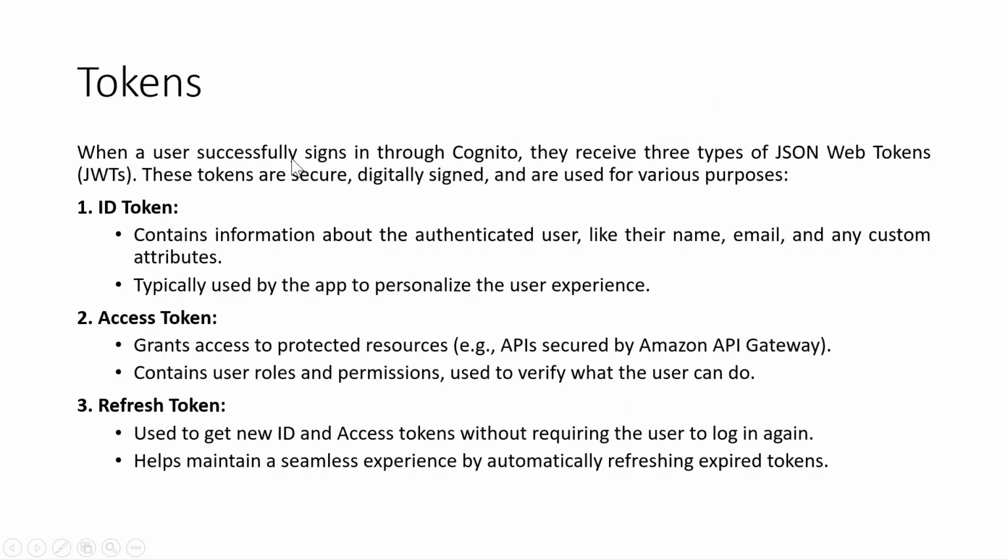Now let's see the meaning of tokens in detail. When a user successfully signs in through Cognito, they will receive three types of JSON web tokens. These tokens are secure and digitally signed, and are used for various purposes. Now let's see what the three types of tokens provided by AWS Cognito are.